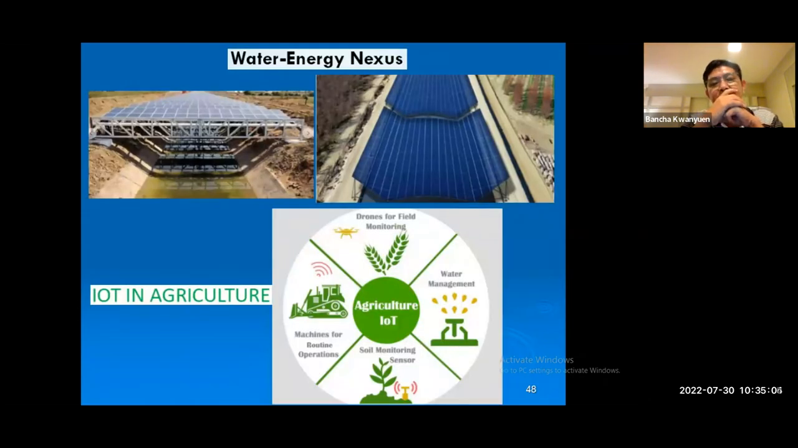So next they talk about the nexus between water and energy. Right now they have an initial project in India to reduce water evaporation in the canal by putting solar cells on top. So you can generate electricity with the solar cells, and at the same time, you can reduce evaporation from the canal.